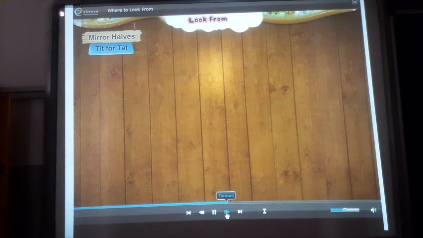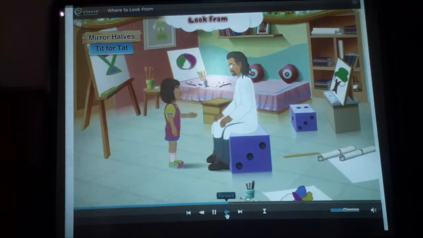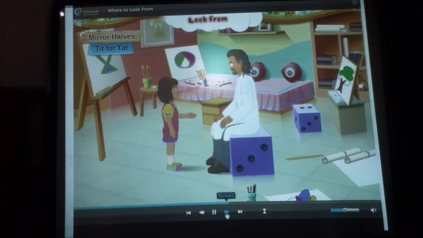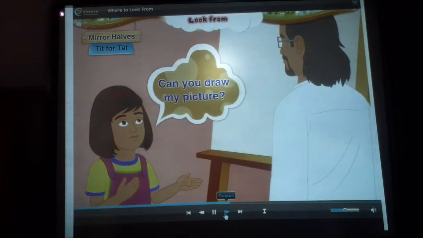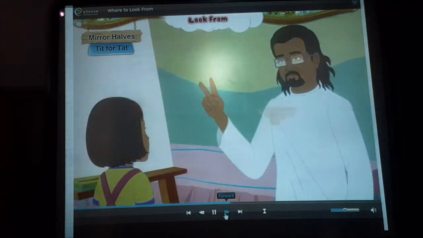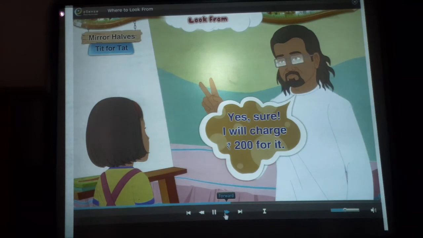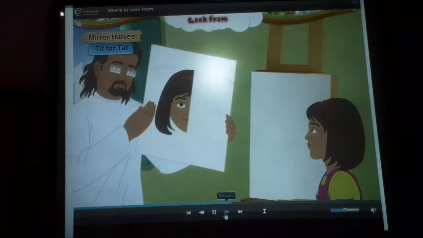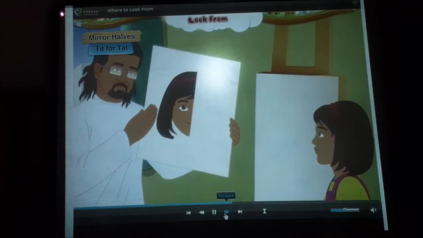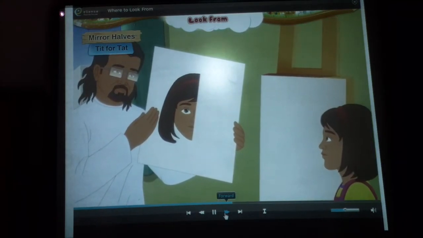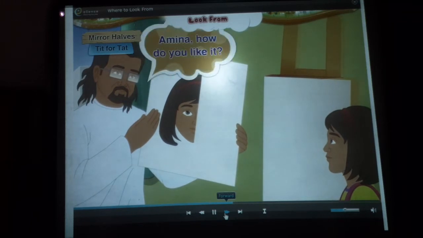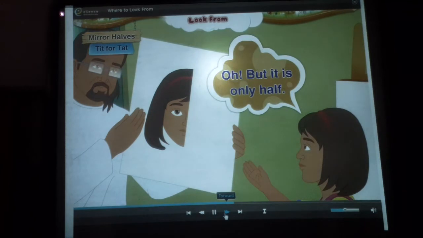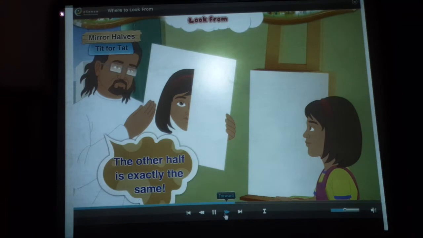One day, Amina met a painter. Can you draw my picture? Yes, sure. I will charge rupees 200 for it. After a while, the painter showed her the picture. Amina, how do you like it? Oh, but it is only half. The other half is exactly the same.